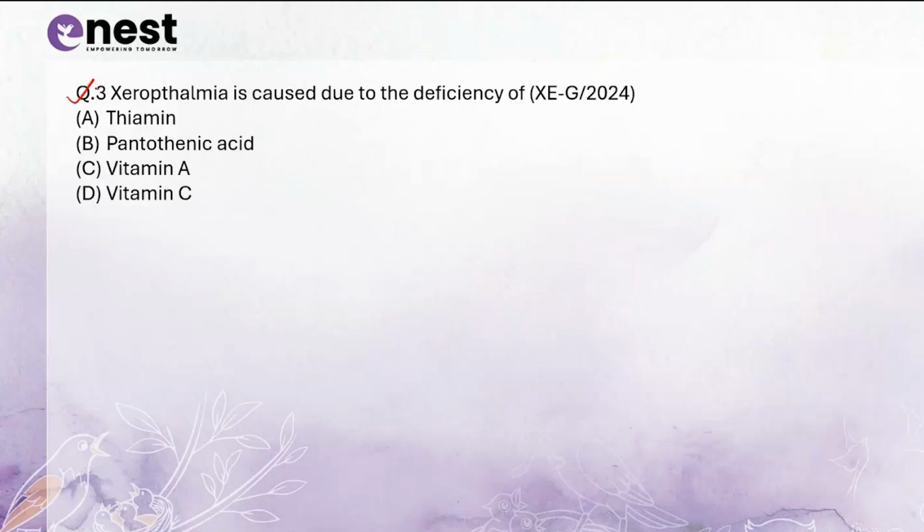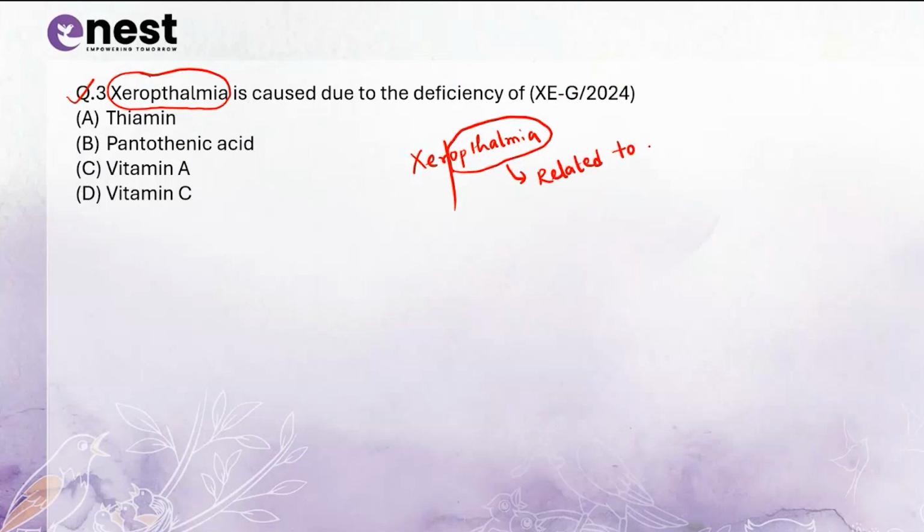Next, question number 3, xerophthalmia. So what's the catch? Xerophthalmia is caused due to deficiency of which vitamin? See, xerophthalmia, if you break this term, it is ophthalmia. Ophthalmia means related to the eye. And which vitamin deficiency is related to eye disease? It is vitamin A or retinol.